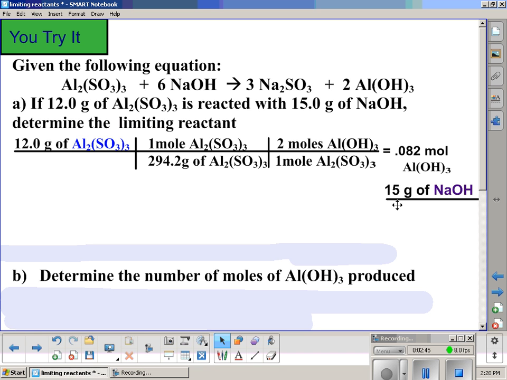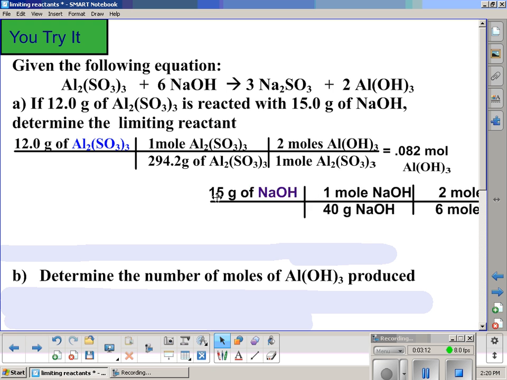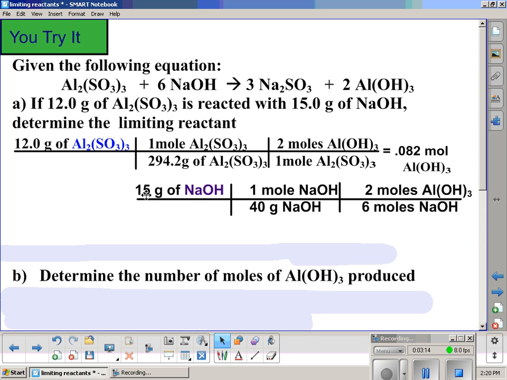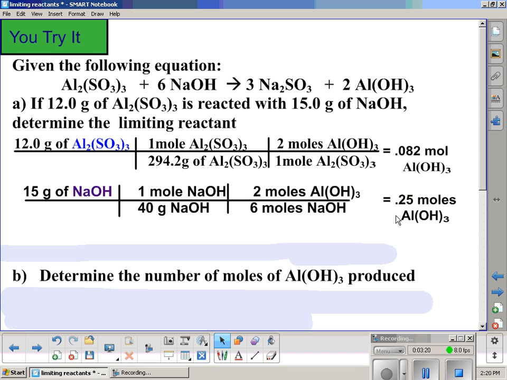Okay, now let's do the same thing with sodium hydroxide, our other reactant. It says we've put in 15 grams. And again, we have to do a conversion from grams to moles because we want moles. 1 mole of sodium hydroxide is equivalent to 40 grams, the molar mass of sodium hydroxide. So now we're at moles, and now we can do our mole to mole ratio. 6 moles of sodium hydroxide, 2 moles of aluminum hydroxide. Looks like that. Stoichiometry problem complete. Push buttons on your calculator, little magic, come up with 0.25 moles of aluminum hydroxide.